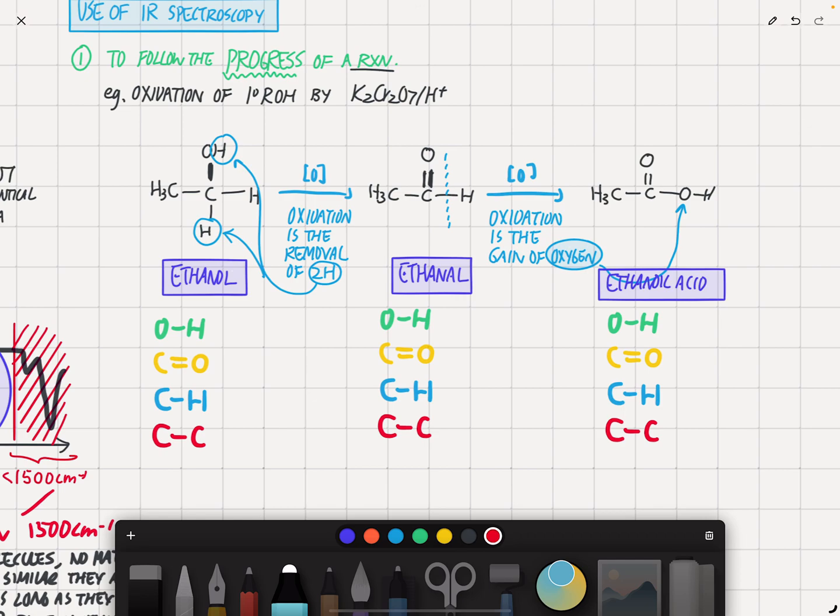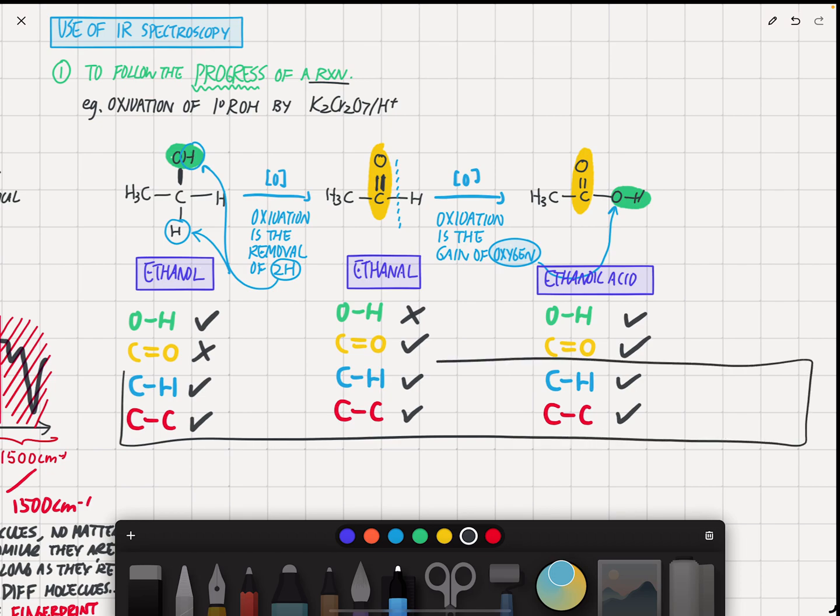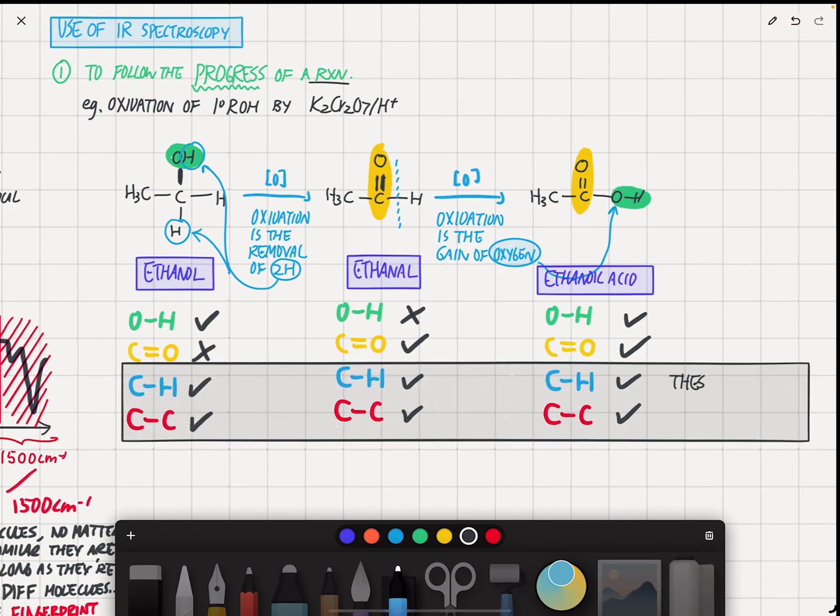First of all, when we look at OH bonds, you should see that this molecule has an OH bond. This is where the OH bond is at. The molecule in the middle, however, will no longer have an OH bond, but in exchange, it gets a CO double bond. And finally, when it gets to the ethanoic acid stage, it will have both the OH and the CO double bond. So you see, the middle molecule has a CO double bond but no OH. The first molecule has OH but no CO double bond. But the other bonds are always present. This is why I said these bonds are of less importance, because they are almost always present in organic molecules.